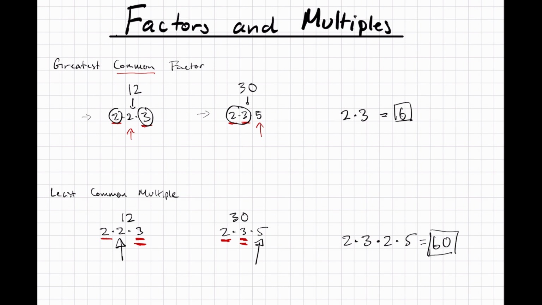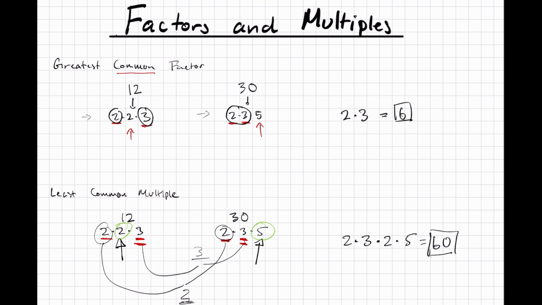So just to reiterate what we just did, we took the common values between the two numbers, and we multiplied them one time. So instead of multiplying 2 times 2, we just write one 2. And instead of doing 3 times 3, we just write one 3. But then we also multiply by the additional uncommon values, the 2 and the 5. And when we do that, we get a total of 60.